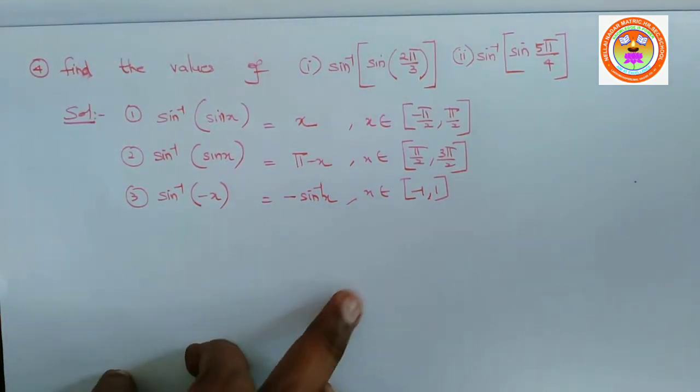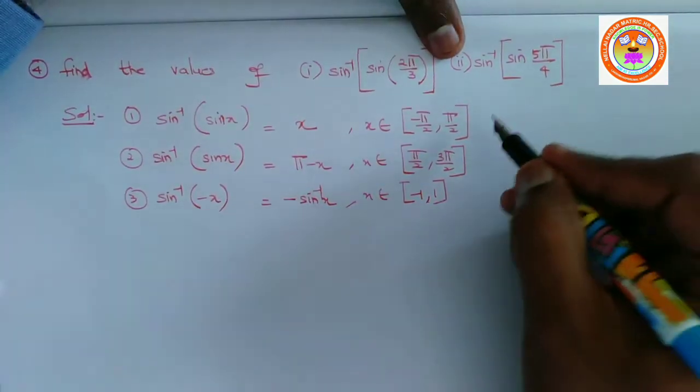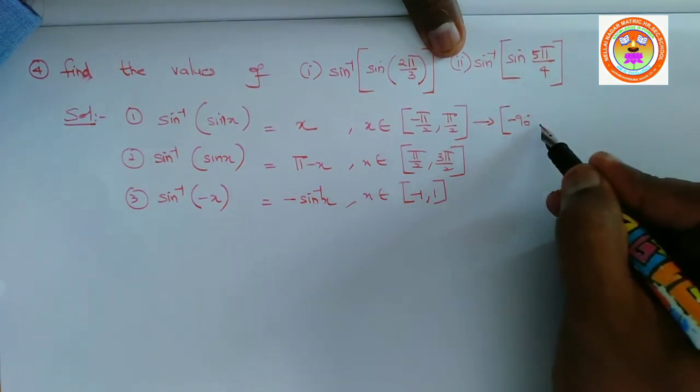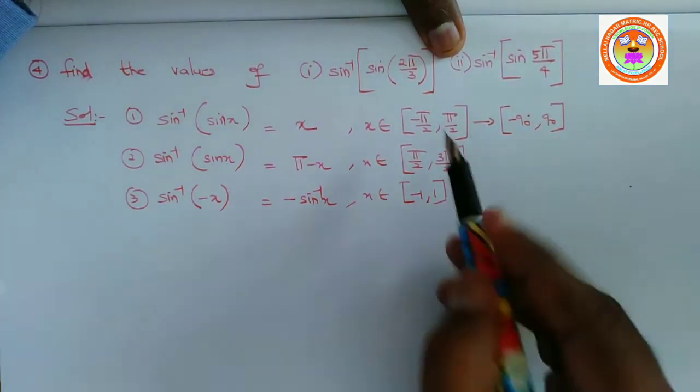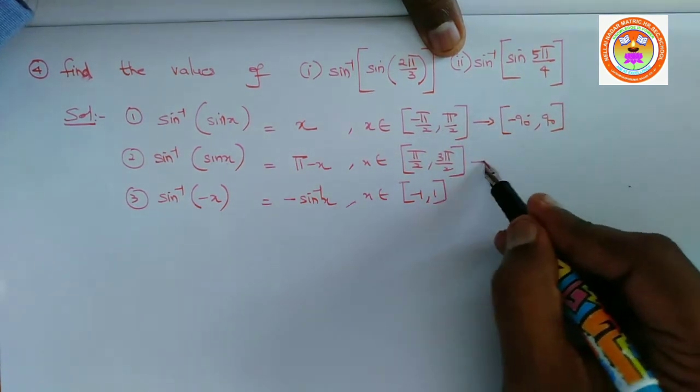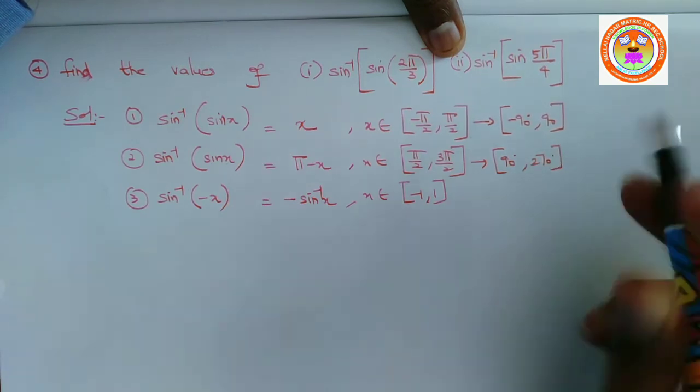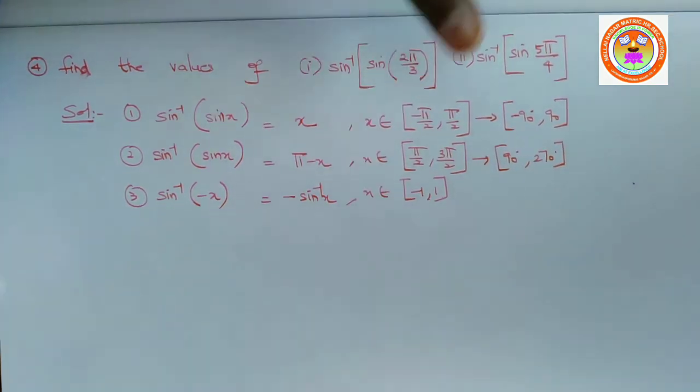Now check this minus π/2. Minus π/2 to plus π/2 is minus 90 degrees to plus 90 degrees. This is in radians, this is in degrees. So this one is plus 90 degrees to 270 degrees, 90 to 270. This one you need to know well.